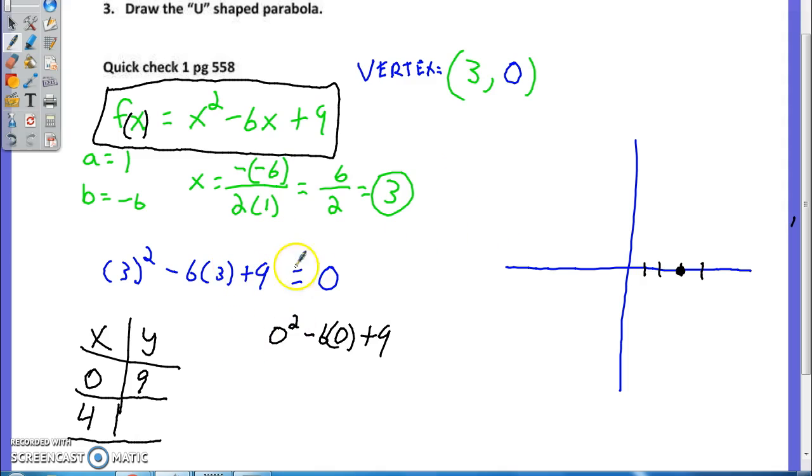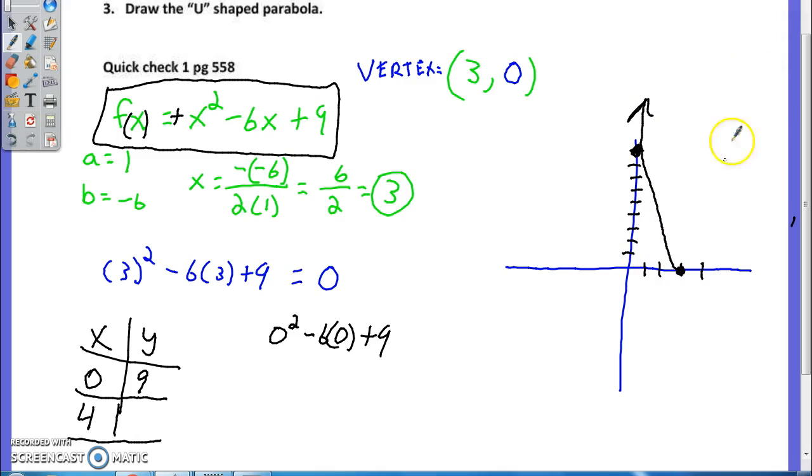And now I'm going to use 4, so I can actually plot this. 0, 9: 1, 2, 3, 4, 5, 6, 7, 8, 9. So I put a dot there. So I have 1 to the left, and we know it's a U-shaped graph, and this is positive, right? So it's going to be going up like this. So half of my graph is going to look like this.